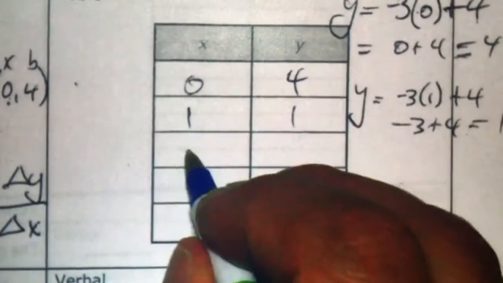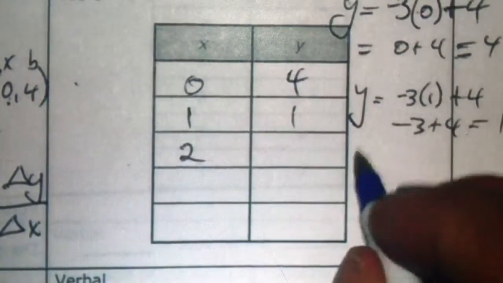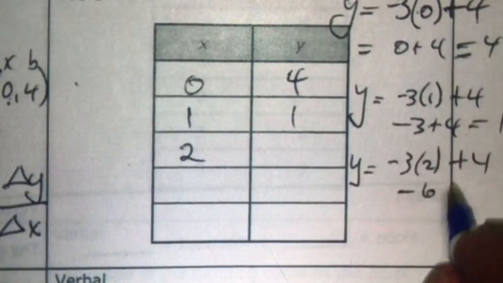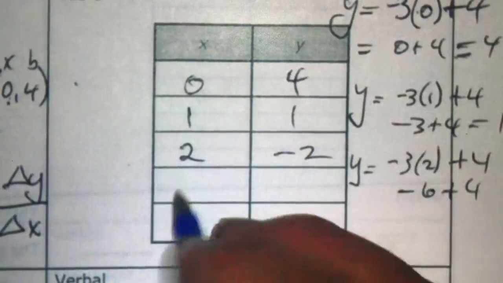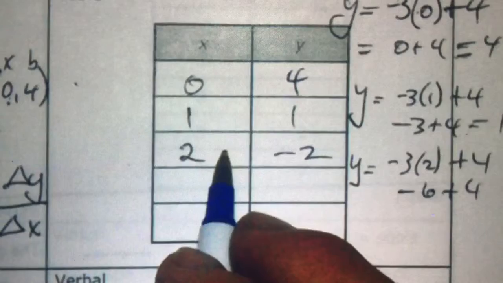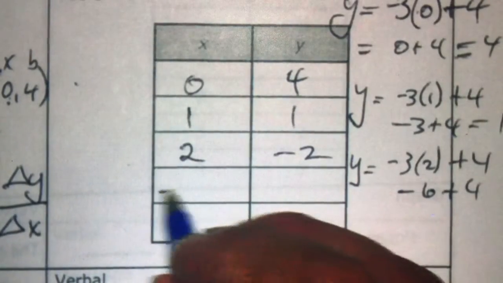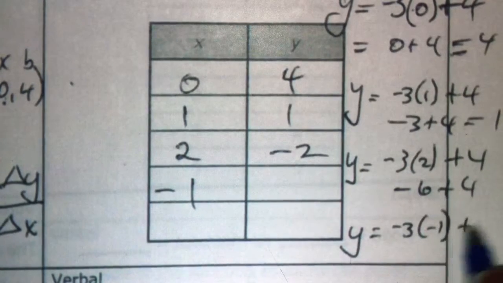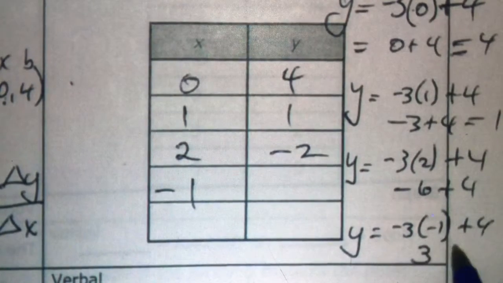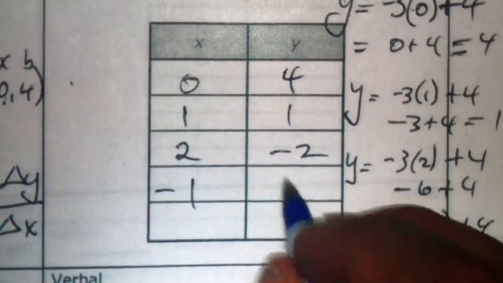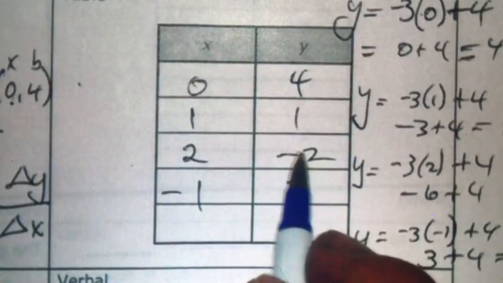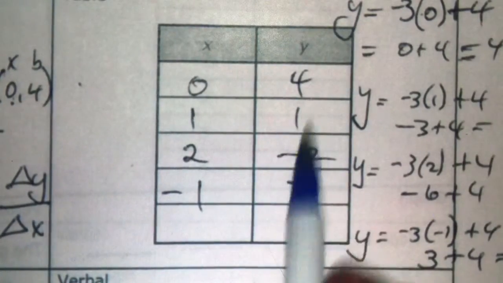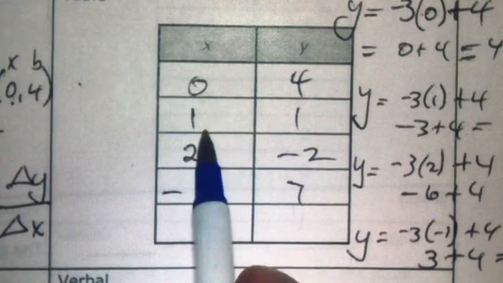And so on and so forth. If we take 2, we put it in, y equals -3 times 2 plus 4, and that equals -6 plus 4, which is -2. And let's also look at how this function behaves when we give it negative numbers. So let's take -1. y equals -3 times -1 plus 4. It's equal to 3, because a negative times a negative is positive, and that equals 7. So the relation behaves differently. This y value shows us how it behaves once we put in an x value.